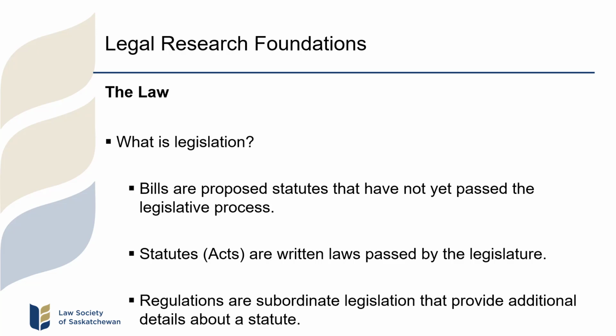There are three main types of legislation. Bills are proposed laws that have not yet passed the legislative process. Statutes are also known as acts. These are written laws passed by the government. They deal with a specific subject and express a broad set of principles. For example, the Family Maintenance Act. Regulations are a type of subordinate legislation. They provide details about a specific statute. They're always attached to a particular statute. For example, the Family Maintenance Regulations.